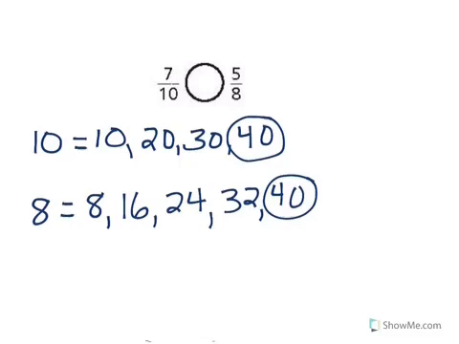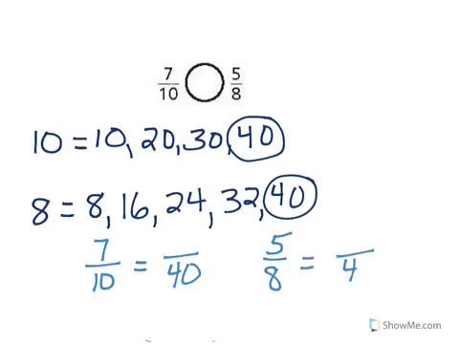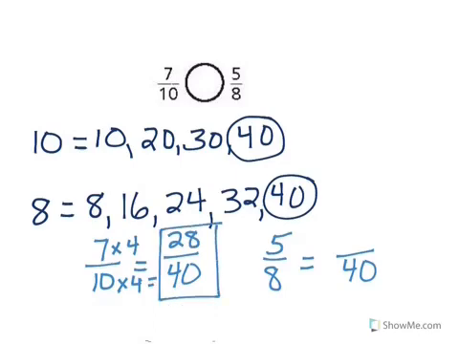So in this case, I have to make two sets of equivalent fractions. So I'm going to say 7/10 equals so many 40ths. And I'm going to say 5/8 equals so many 40ths. Over here, 10 times 4 is 40. What I do to the bottom, I do to the top. So 7 times 4 is 28. So I have 28/40.